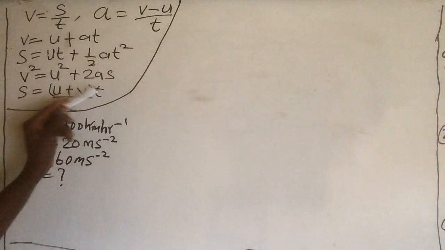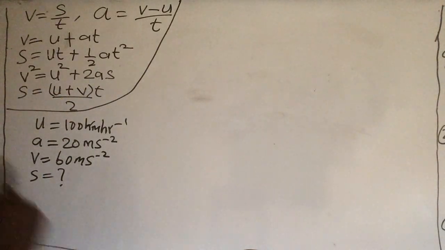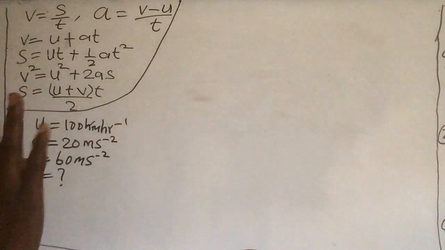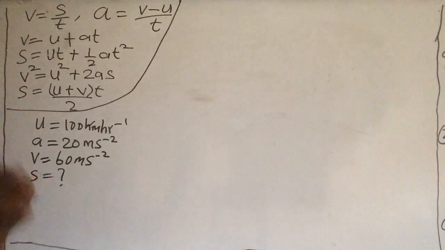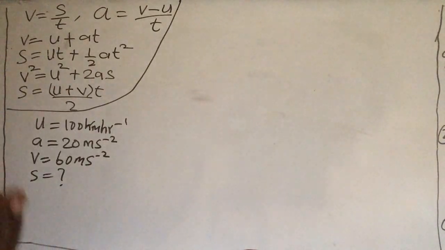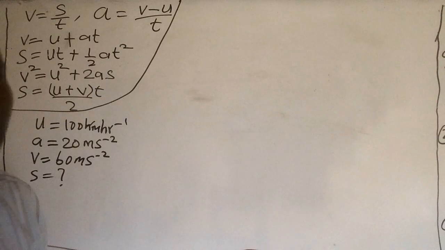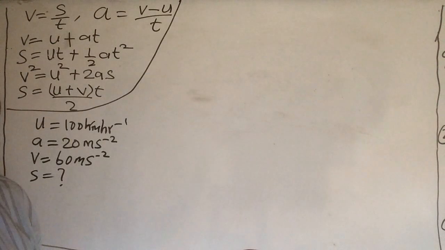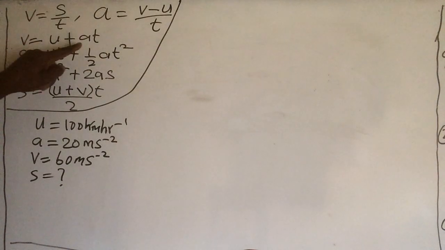1, 2, 3, 4. So there are 4. And if you look at this one now, we have three variables, or four, when we are discussing motion: distance 1, velocity 2, displacement 3, and the time 4. These 4 quantities, if you look at it, with this one now, we have v, u, a, t.